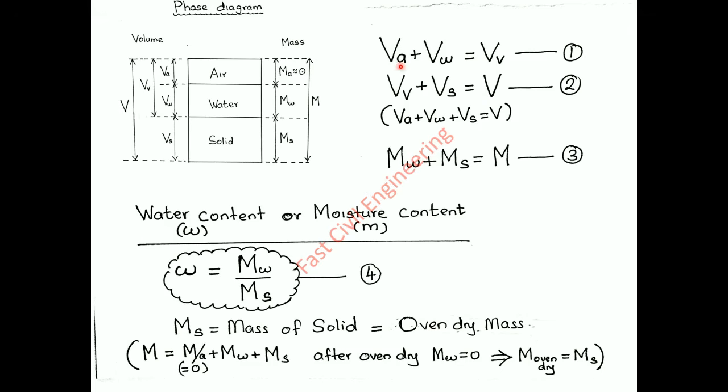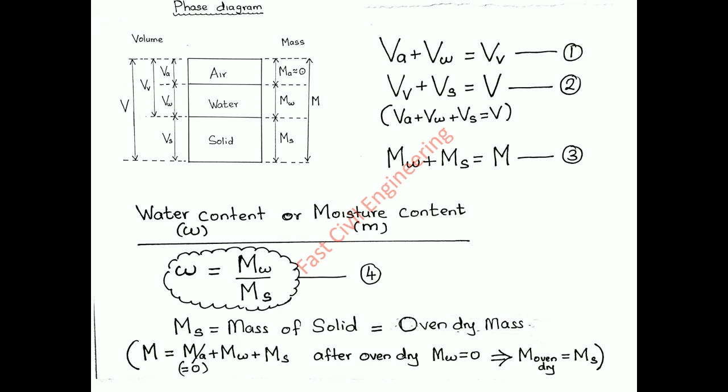Volume of air plus volume of water is equal to volume of voids. Equation number 1: volume of voids plus volume of solid is equal to total volume. Next one: mass of water plus mass of solid is equal to total mass, or weight of water plus weight of solid is equal to total weight. Equation number 3, that means mass of water plus mass of solid is equal to total mass.